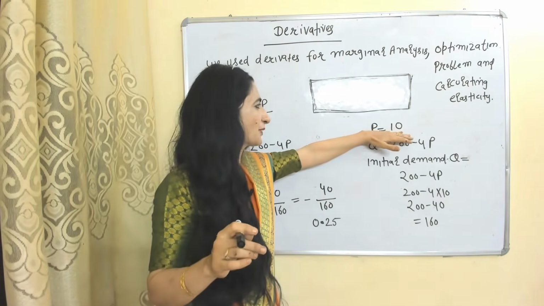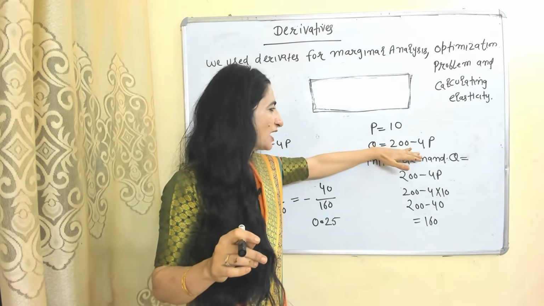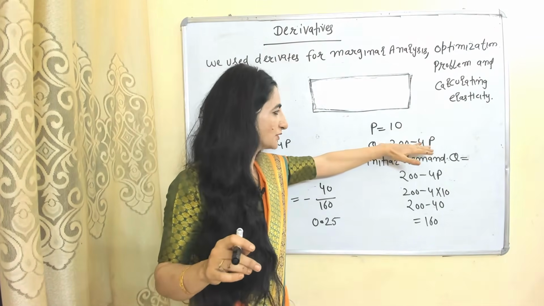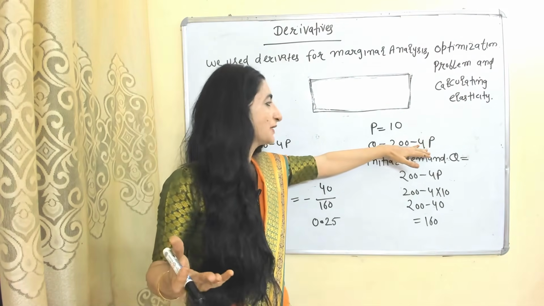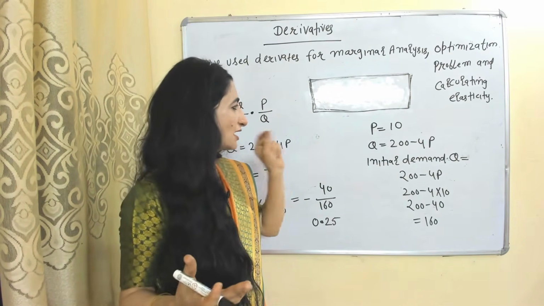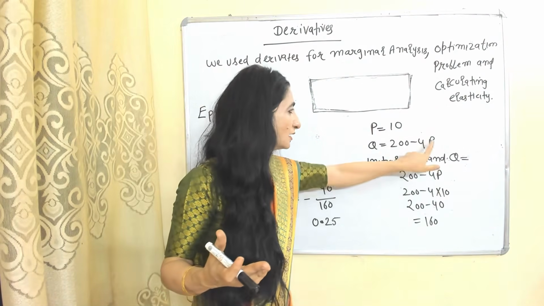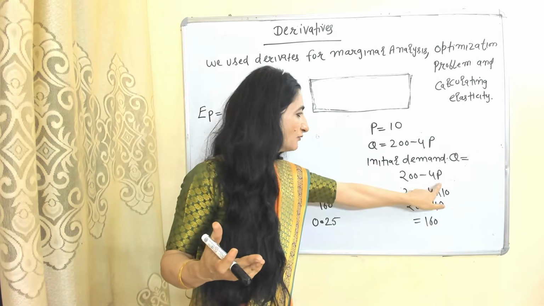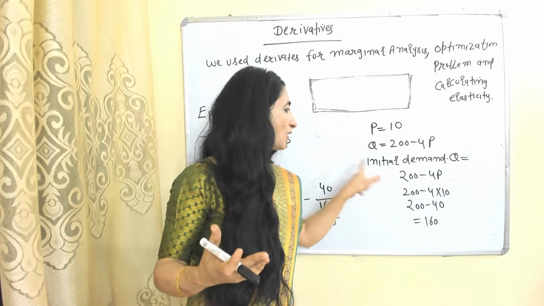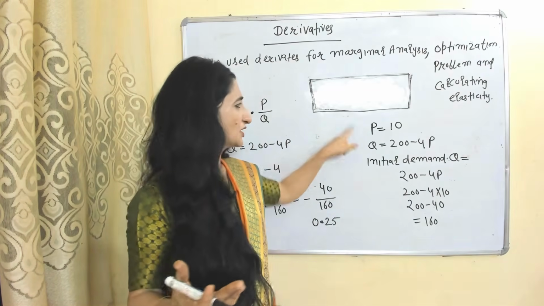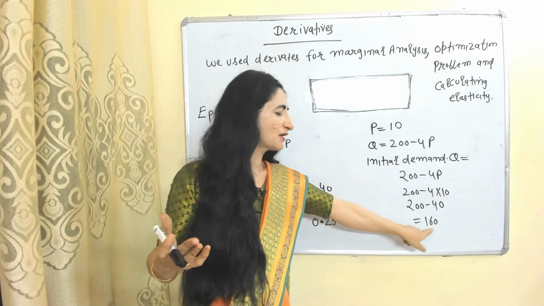Given initial price is 10 and given demand function is this one. From this given demand function, we will find out the initial demand. In order to find out the initial demand, first of all, we will put 10 in place of P. When we put 10 in place of P, it will become equal to 160. 160 will be called the initial demand. Initial price 10, initial demand 160.